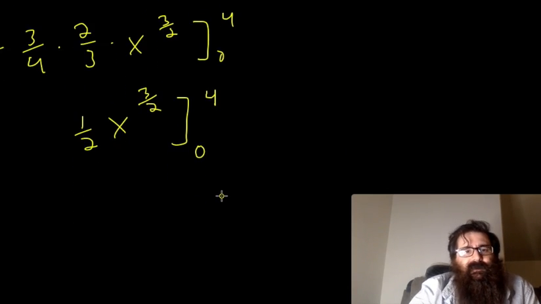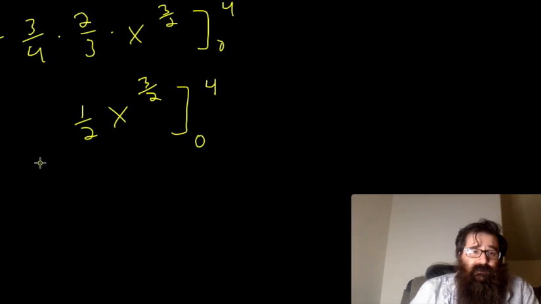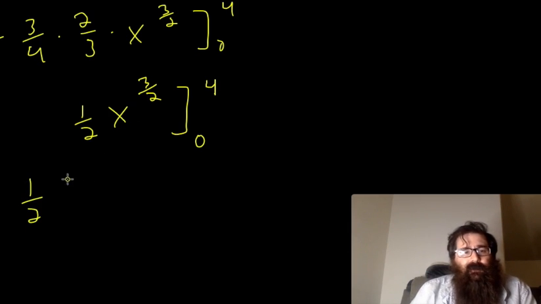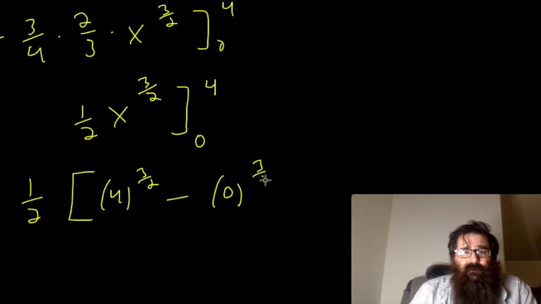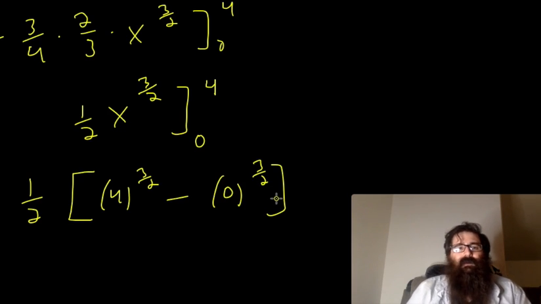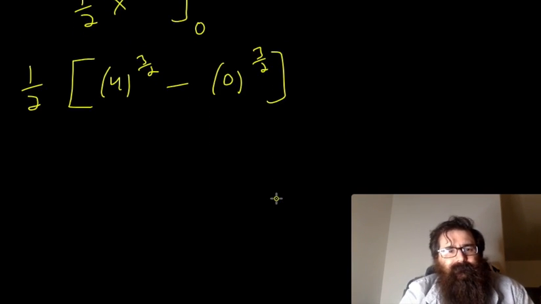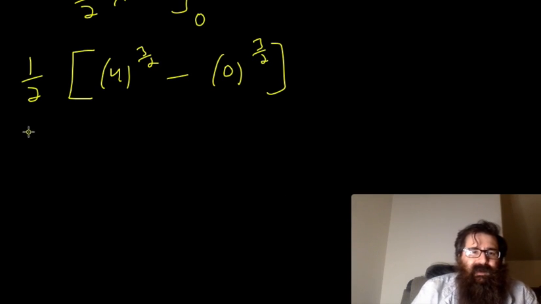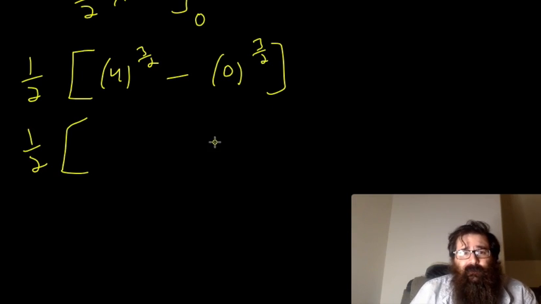And I can evaluate this. Of course I can. I would like to. 1/2 can stay in front. If you want to leave it attached, that's fine. I don't like babysitting these coefficients, so I wouldn't. And then I can plug in 4 for x, so I get 4 to the 3/2. Minus, I can plug in 0 for x, that's 0 to the 3/2. And then I can go from here. So I have 1/2. I'll skip over this first part. 0 to the 3/2 is just 0.